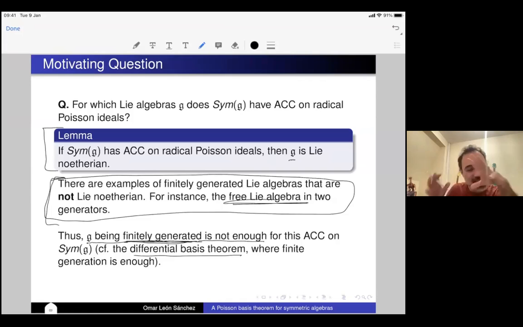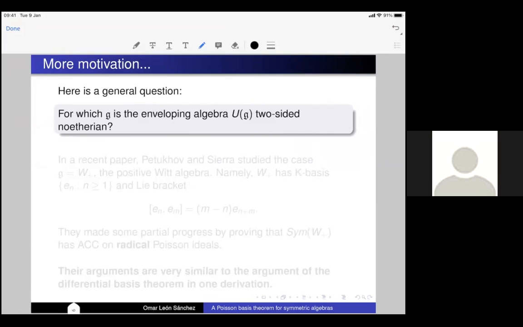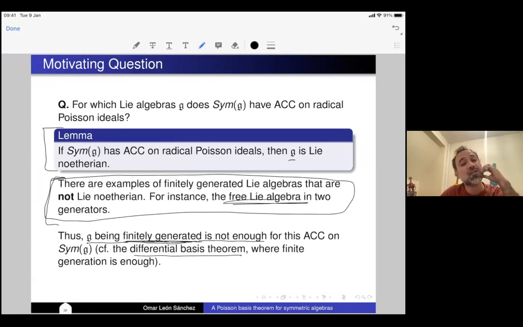So the differential basis theorem is not a special case, right? No, definitely not. Just to say again, for me, the differential basis theorem means differential algebras with finitely many commuting derivations. I will say this again later.